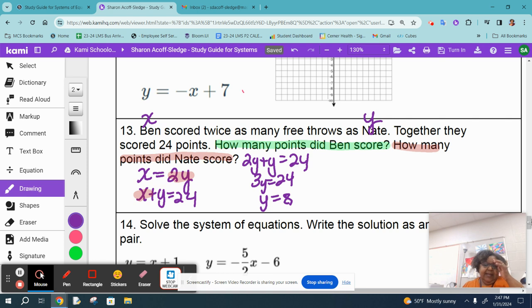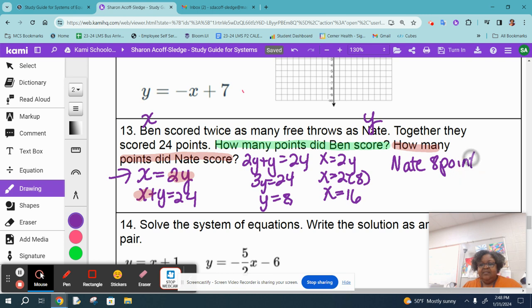Okay. Now, Ben, let's go back here. X equals 2Y, 2 times Y. So X equals 2 times 8. And so X is equal to 16. Well, we already know Ben is twice as many. So Nate, 8 points. And you need to write their names. And Ben, 16 points.